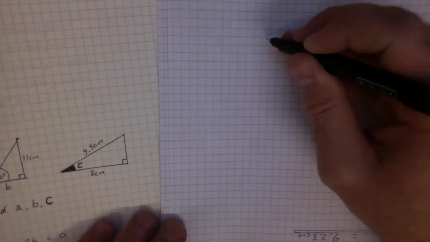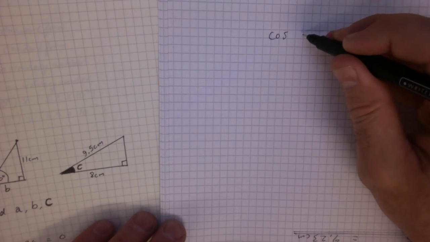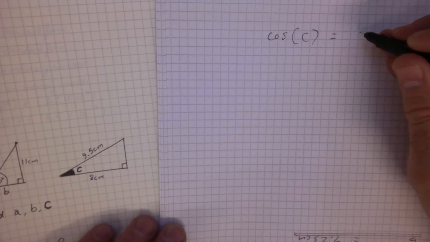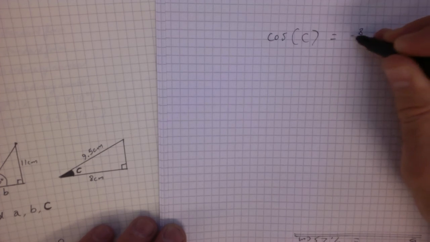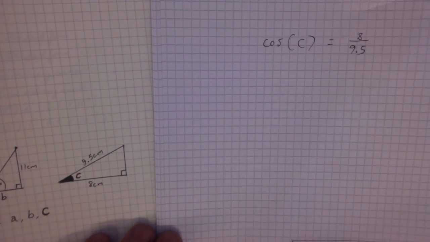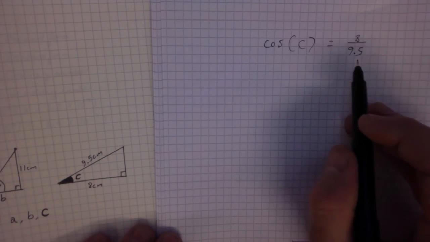When you're dealing with the adjacent and the hypotenuse, that's cos. So we're going to use cos equals adjacent over hypotenuse. Let's just get some paper here. Okay, so cos of the angle C that we're trying to figure out is the adjacent over the hypotenuse. It's 8 over 9.5.